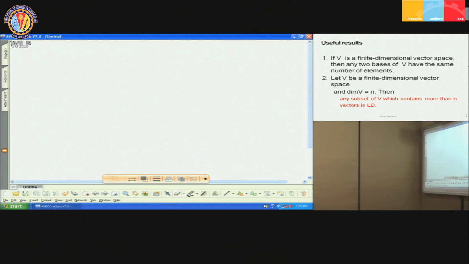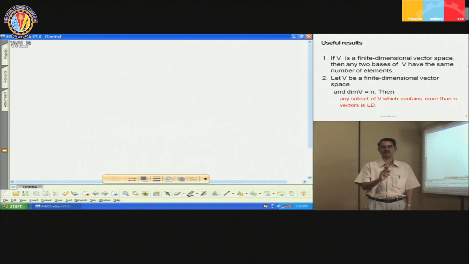Now, suppose that V is a finite dimensional vector space. Okay. Means what? The dimension of the vector space is finite. Dimension of vector space is finite means number of elements in the basis of the vector space is finite. Okay. So, first very important result is that dimension is unique, but basis is not unique.